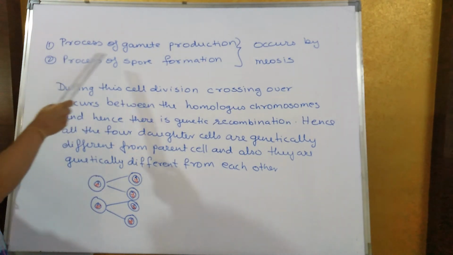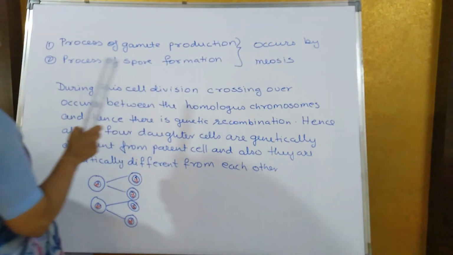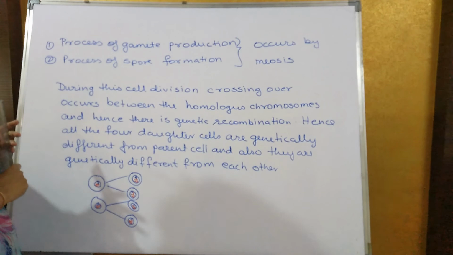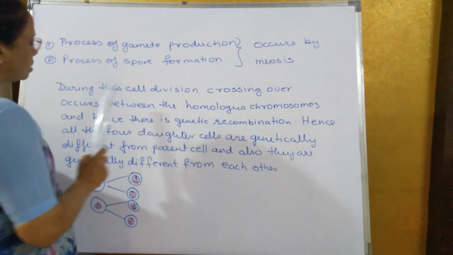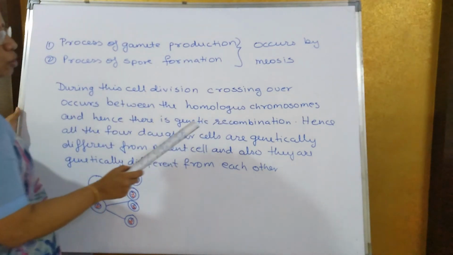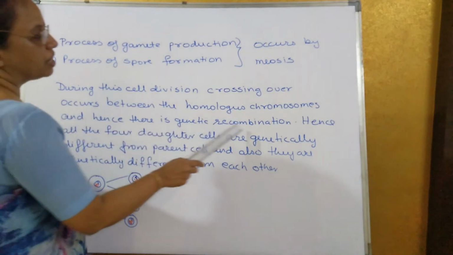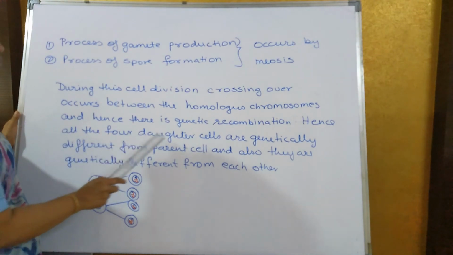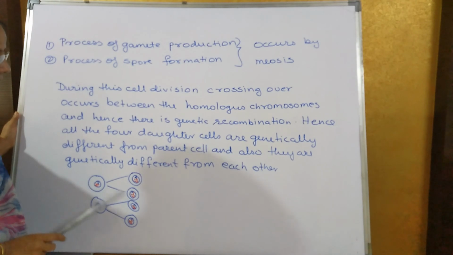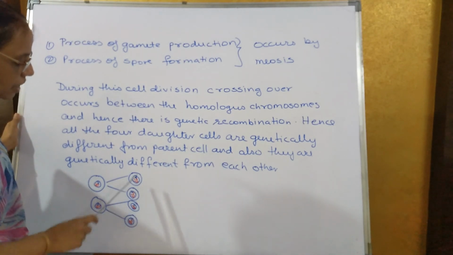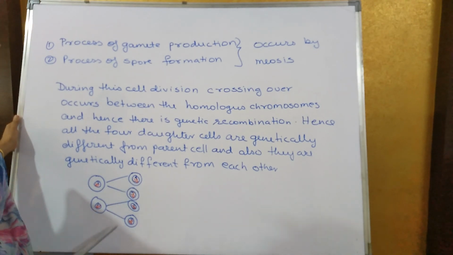Now, the process of gamete production and the process of spore formation, both occur by meiosis. I have already explained all this. So in short, what we have studied in meiosis is that during this cell division, crossing over occurs between the homologous chromosomes. The exchange of genetic material takes place, and hence there is genetic recombination. Hence all the 4 daughter cells are different from their parent cell, and also all the 4 daughter cells are different from each other. All the 4 will look different from each other. They will not be similar to each other.